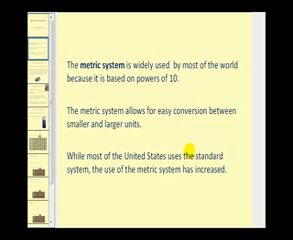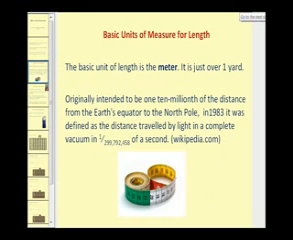The United States still uses the standard system. The use of the metric system has increased. Let's go ahead and take a look at length first. The basic unit of length is the meter, which is just over 1 yard.